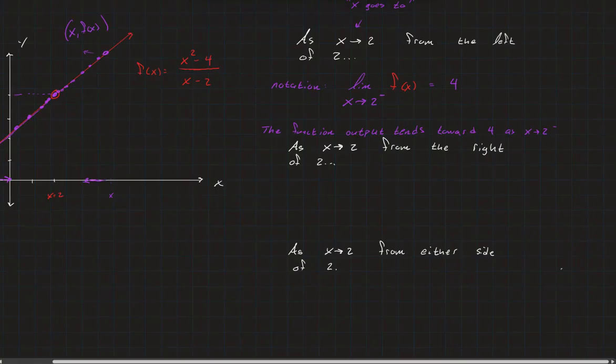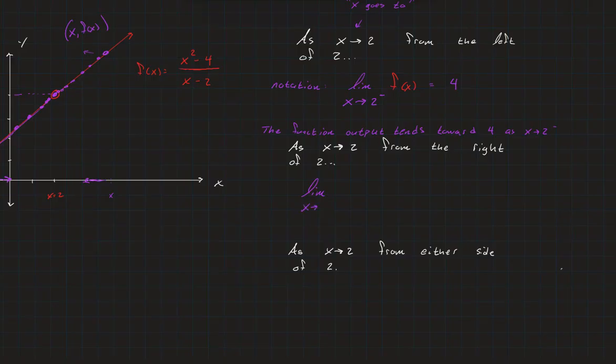So in this case, as x approaches 2 from the right, we say the limit as x goes to 2, instead of a negative, we put a little plus. That means from the right, f of x. Again, you can see as we move toward 2 from the right, our f of x value approaches the same thing. It tends toward the value 4.